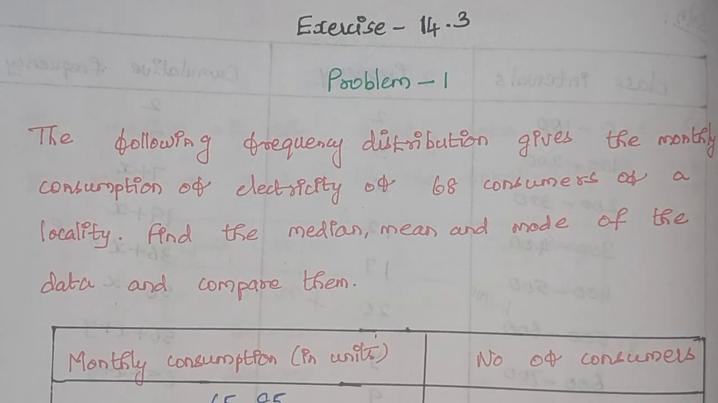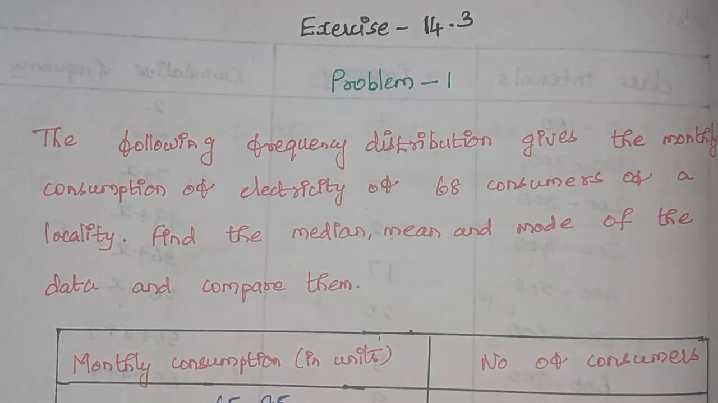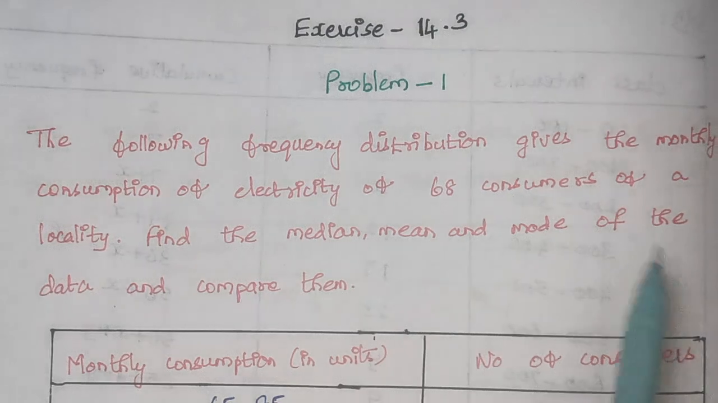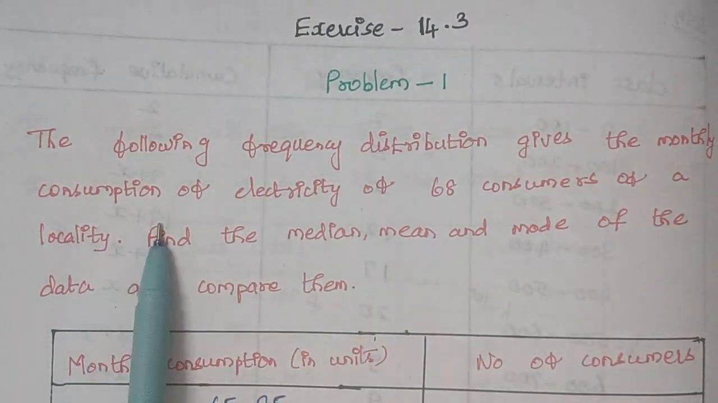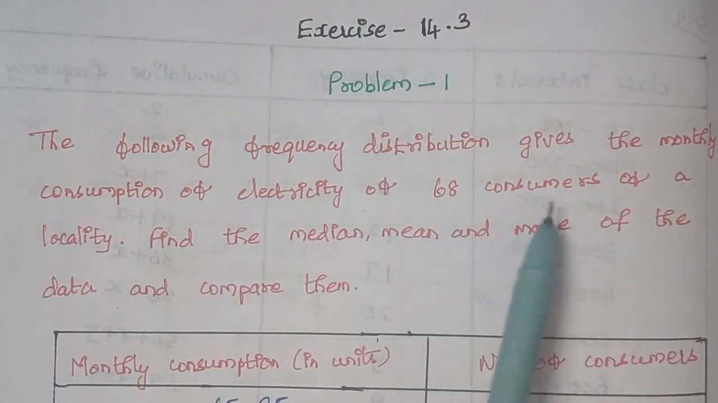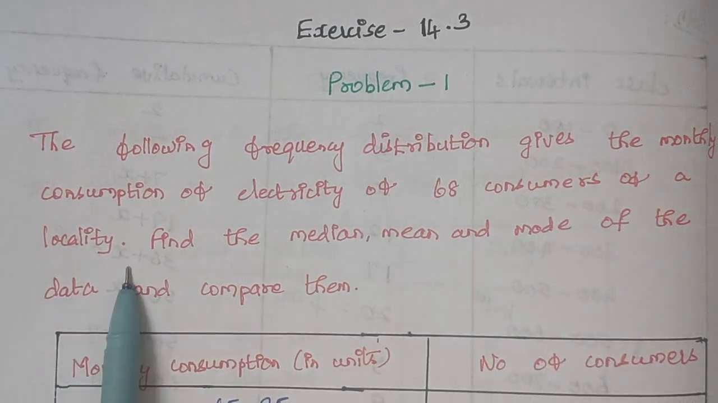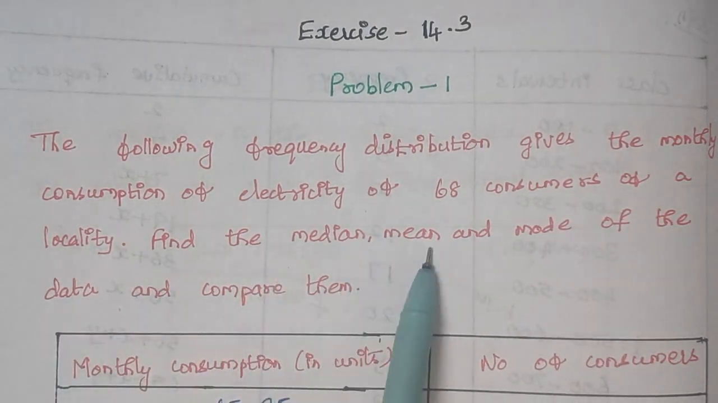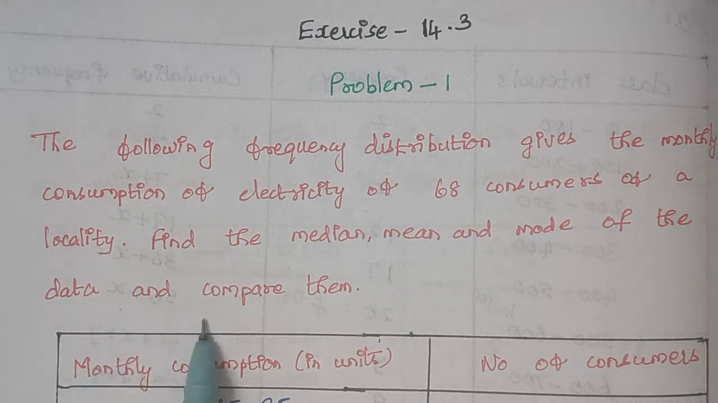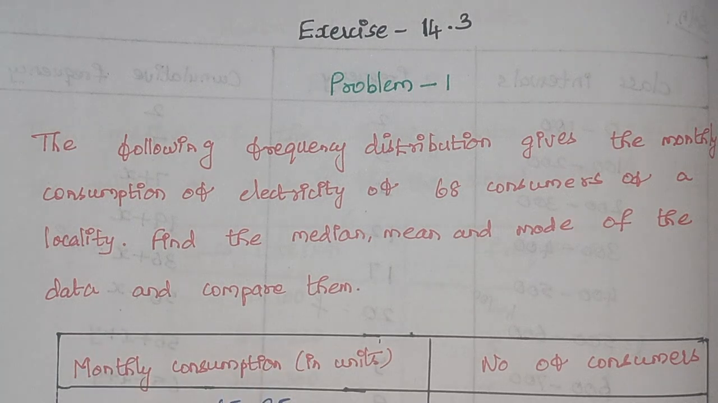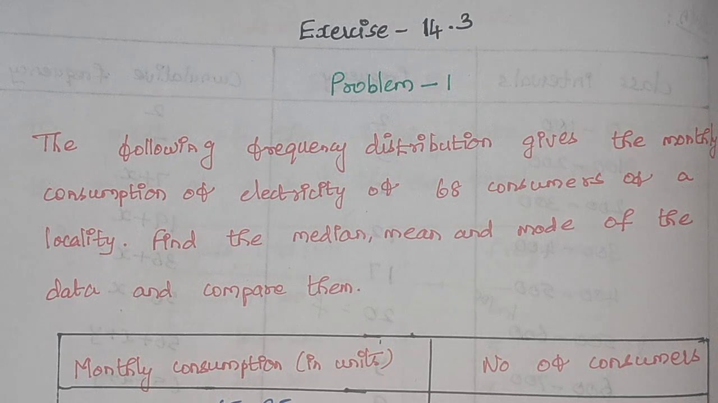Today we are going to solve problem 1 in exercise 14.3. The problem is: the following frequency distribution gives the monthly consumption of electricity of 68 consumers of a locality. Find the median, mean and mode of the data and compare them. So in this problem, for the given data, we are going to find all three things, median, mean and mode. And finally, we are going to compare.